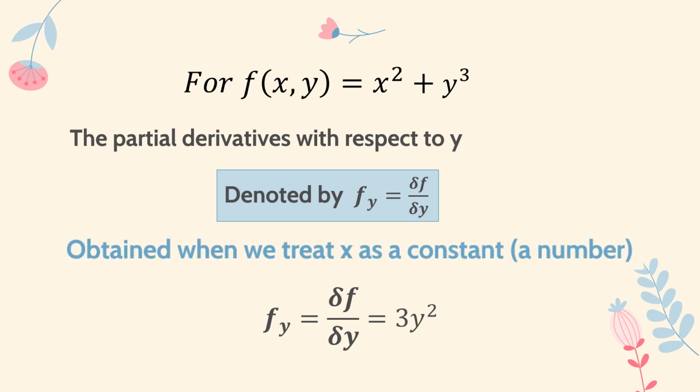Now, for example, if here we differentiate it with respect to y, then it will be denoted as fy, and we partially differentiate the function with respect to y. And the result of the partial derivative of f with respect to y is 3y squared.